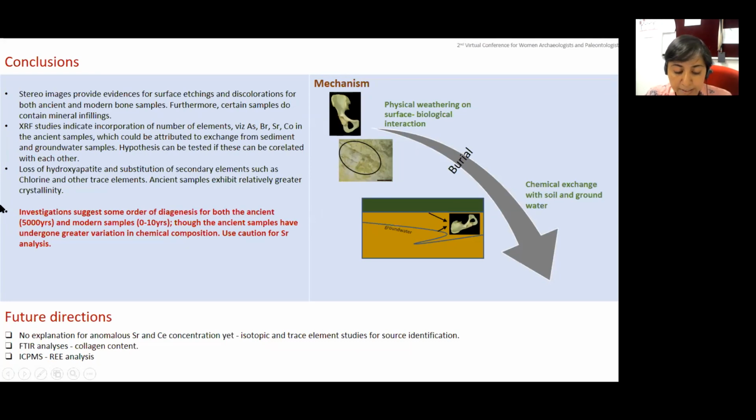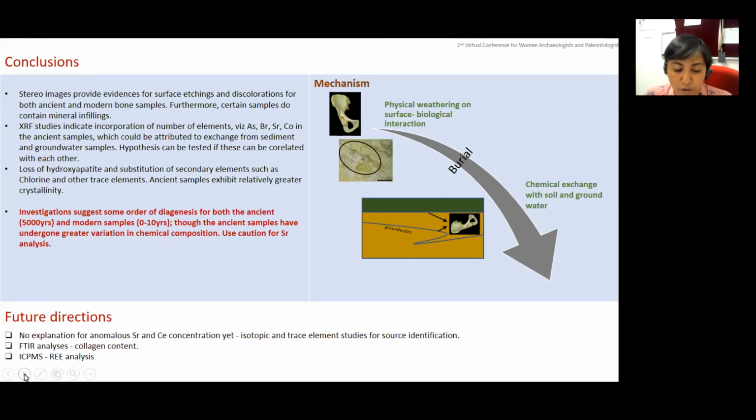XRF studies indicate incorporation of a number of elements such as arsenic, barium, bromine, strontium, and cobalt in the ancient samples, which could be attributed to the exchange from the sediment and groundwater samples, which form the matrix for these ancient bones. Hypotheses can be tested if these can be correlated with each other. There's also a loss of hydroxyapatite and substitution of secondary elements such as chlorine and other trace elements. Ancient samples definitely exhibit relatively greater crystallinity.